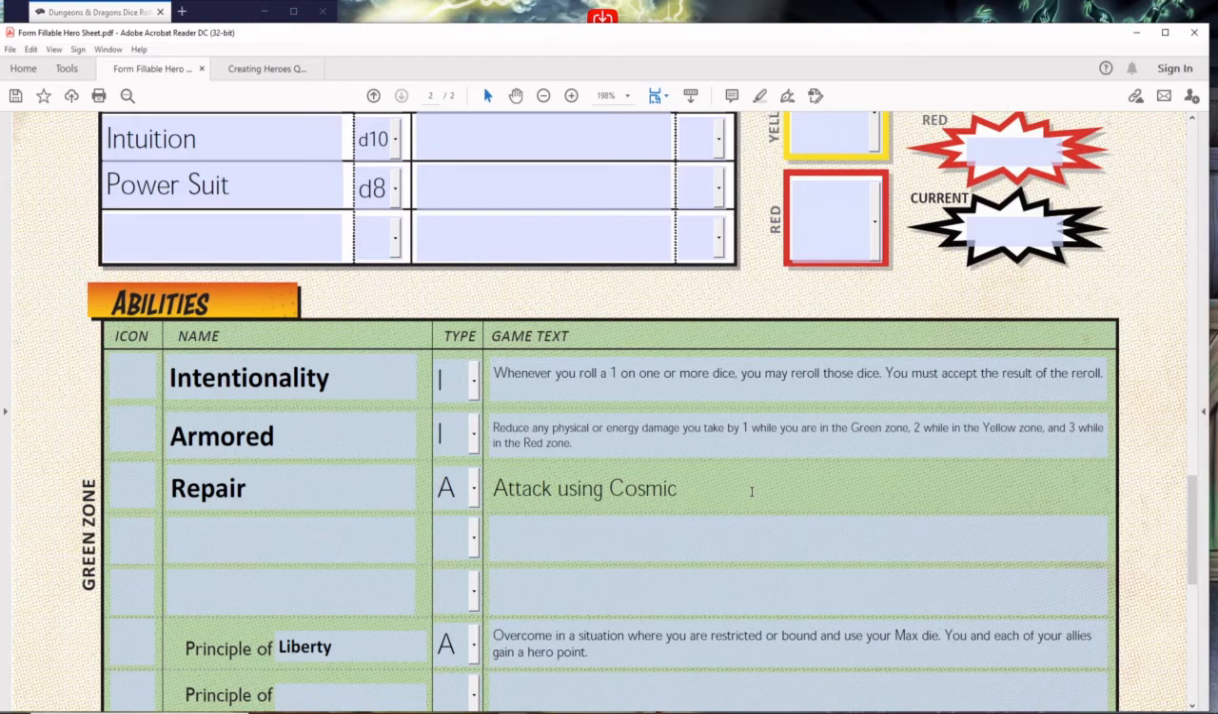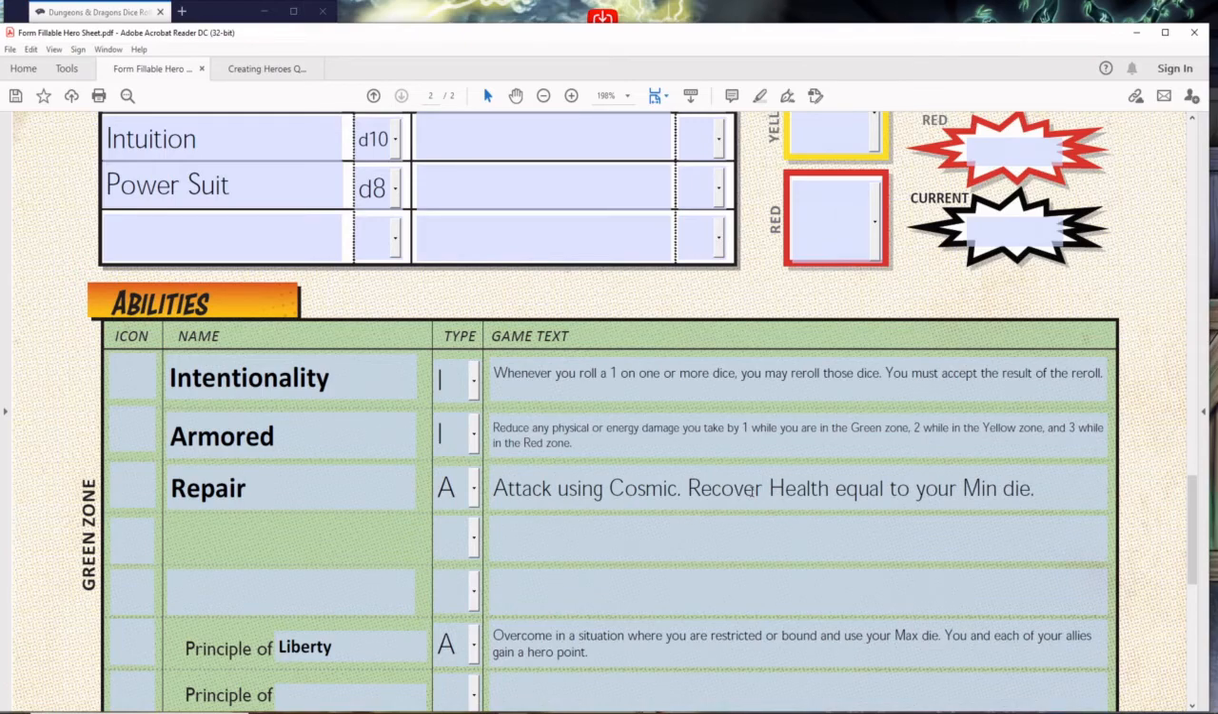Okay, so attack using cosmic, and let's see, recover health equal to your min die. Now, because the attack does not tell us which one to use, you assume it uses the middle die. So you attack with the middle die and you recover health equal to the min die.